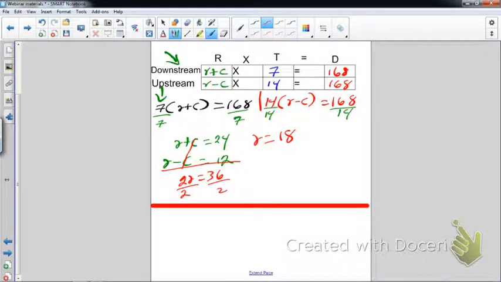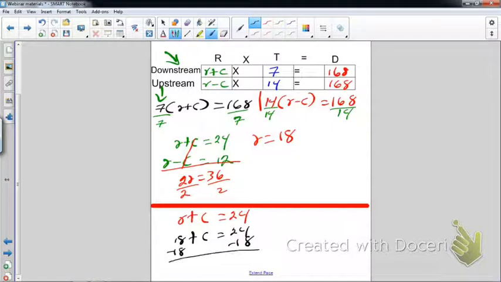So we have r plus c, that is equal to 24. And now I'm going to substitute what I know about r. In this case, I know that it's 18. 18 plus c is equal to 24. I use the subtraction property of equality. That simplifies, and I end up with c is equal to 6.